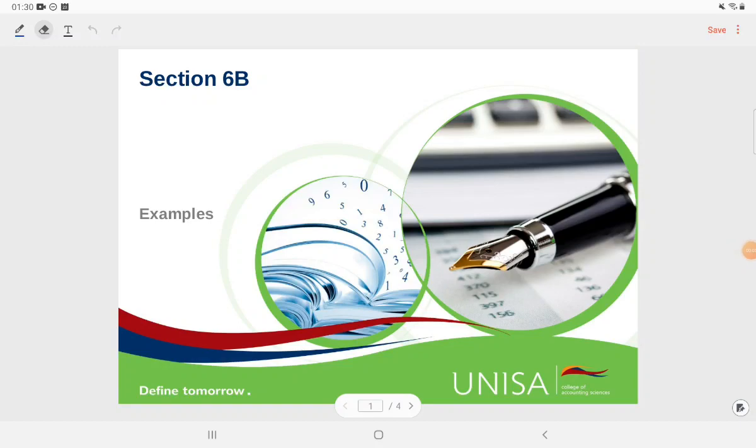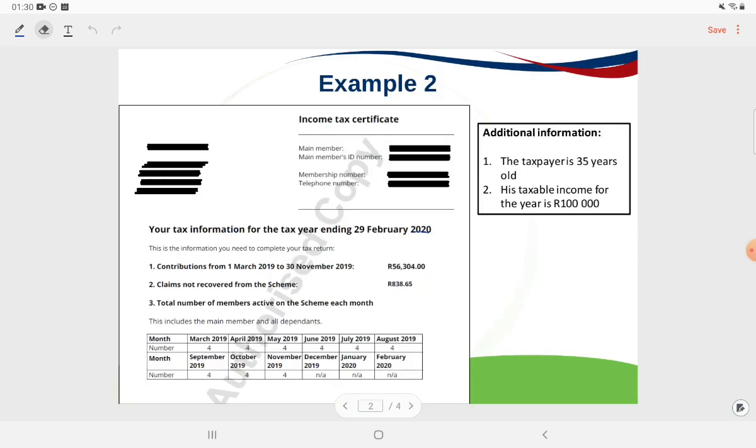In this video, I'm working through example 2 of section 6B, the additional medical tax credit. In this example, we've been given an income tax certificate which would come from the medical aid of the taxpayer. Please note that this example is based on a certificate from the 2020 year of assessment, but I just want you to imagine that it's referring to 2021 because that's the year of assessment that you will be assessed on.